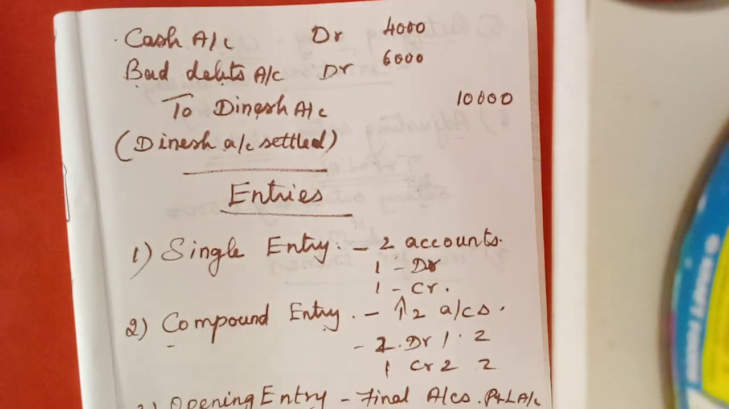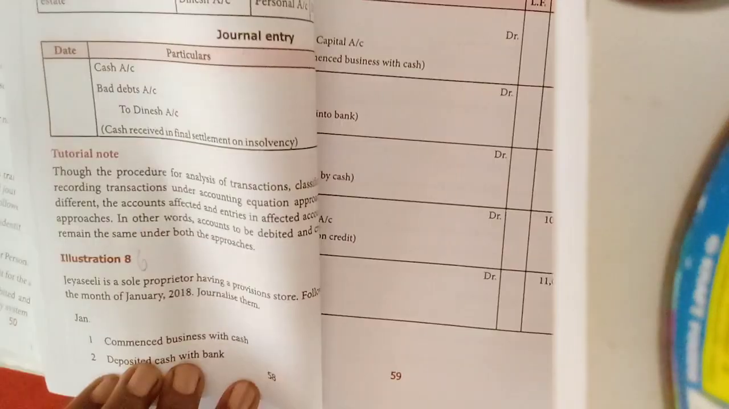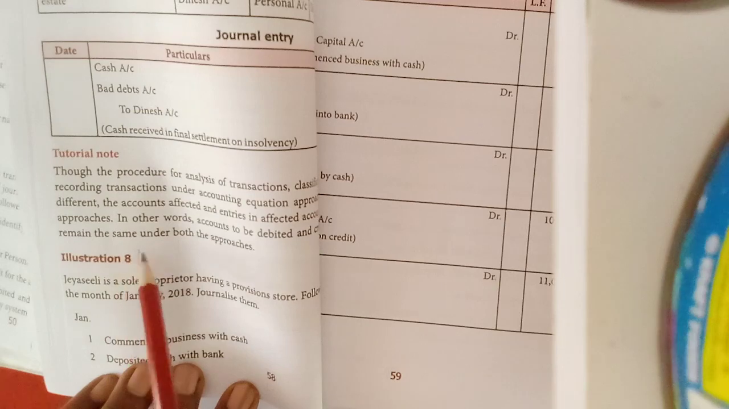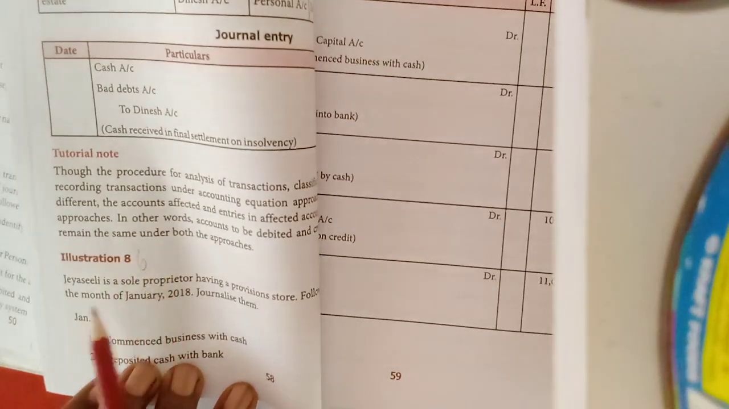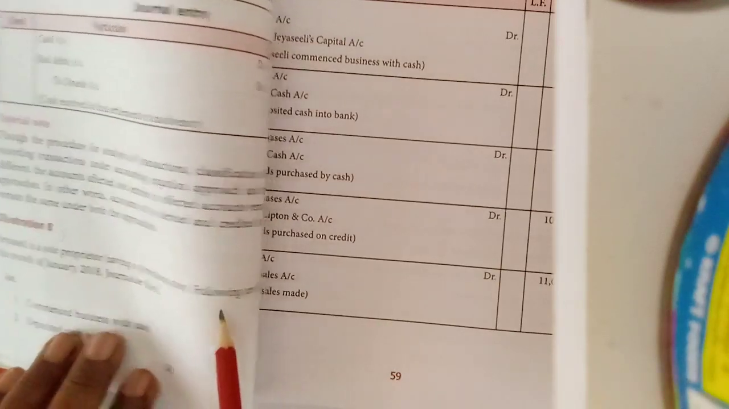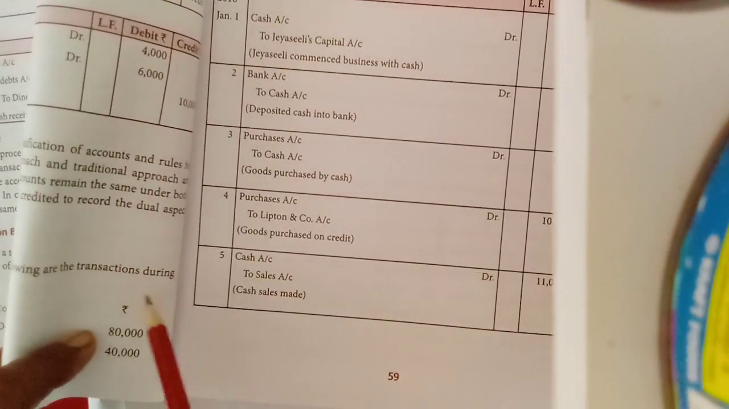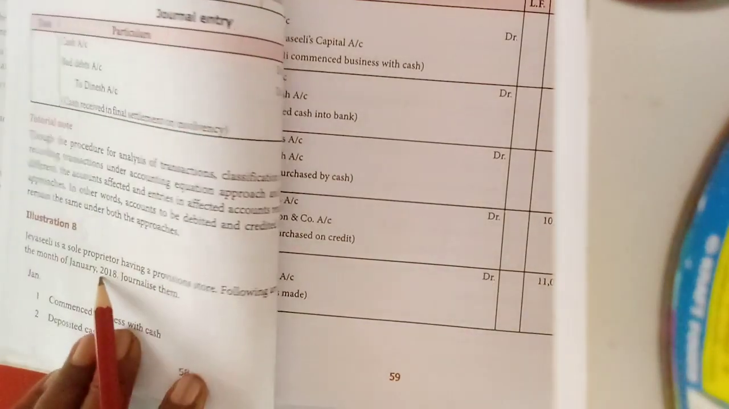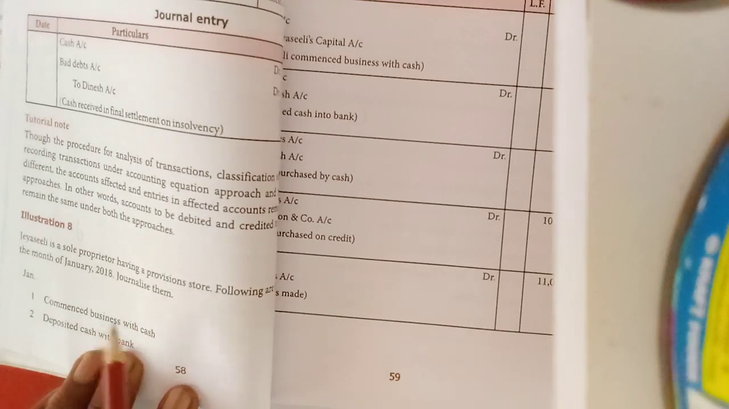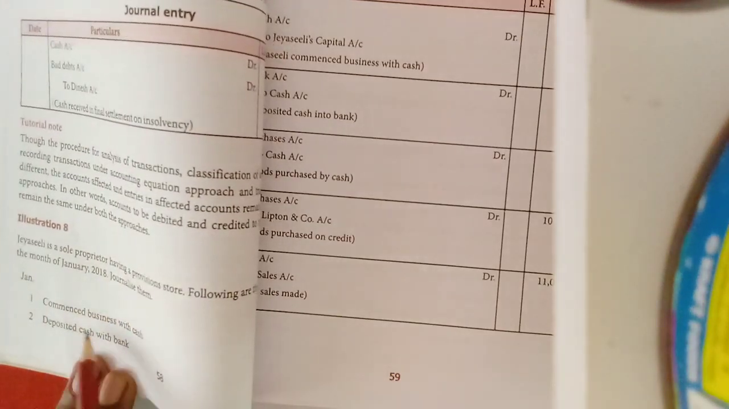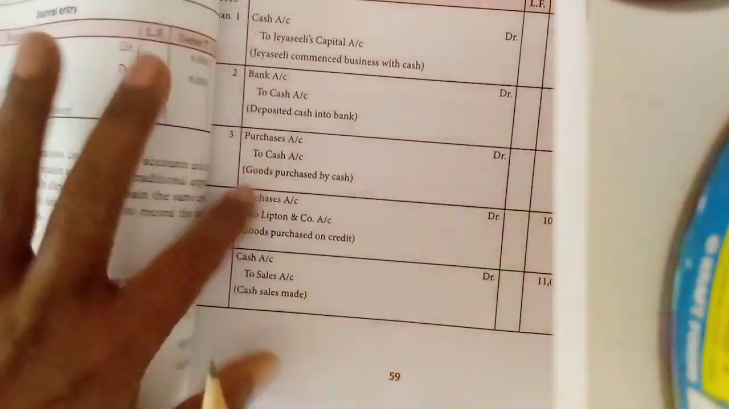Okay, students. I will read out this illustration. Illustration 8.6 in your book. JSCD is a sole proprietor having a provision store. Following are the transactions during the month of January 2018. Journalize them. Commenced business with cash, January 1. January 2, deposited cash with the bank.